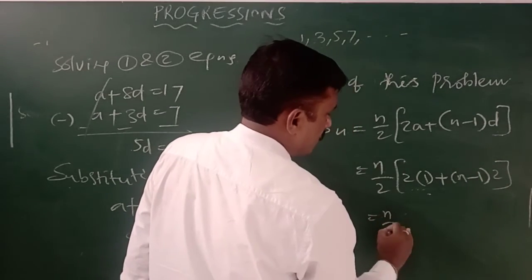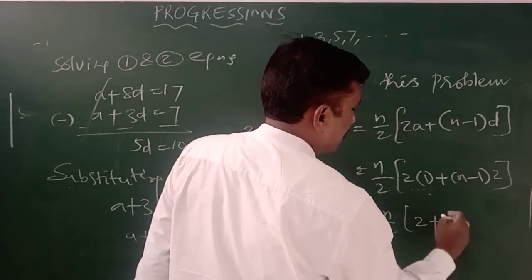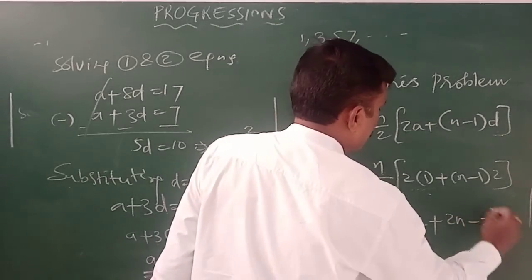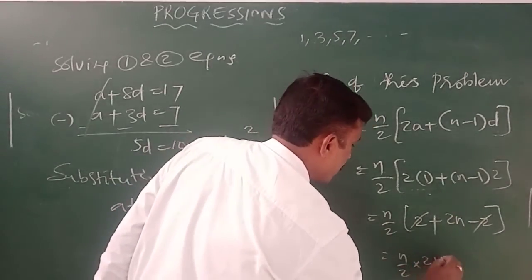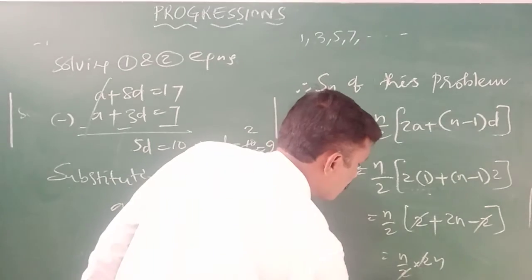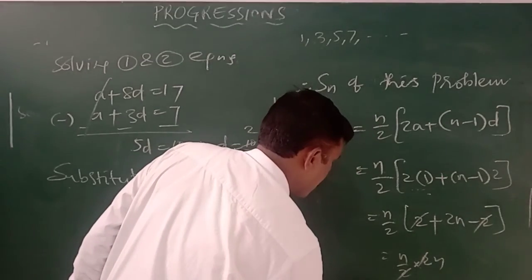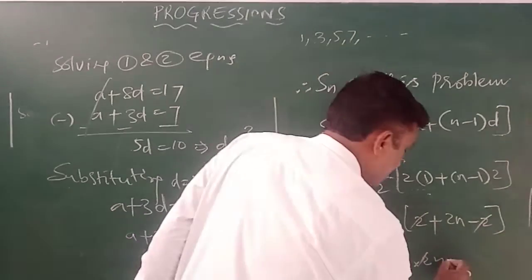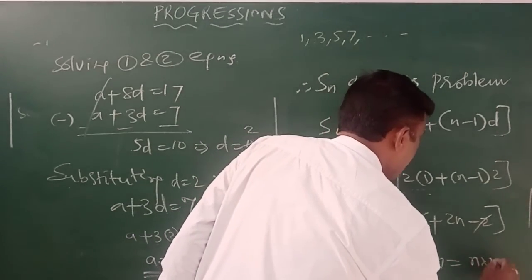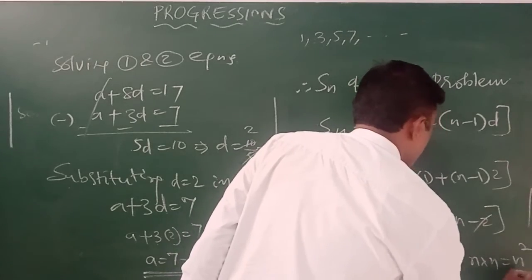That is equal to n by 2 of 2 plus 2n minus 2. So n by 2 into 2n is equal to n into n, n square. So what is the sum of the n terms? The sum of the n terms is equal to n into n, that is equal to n square.